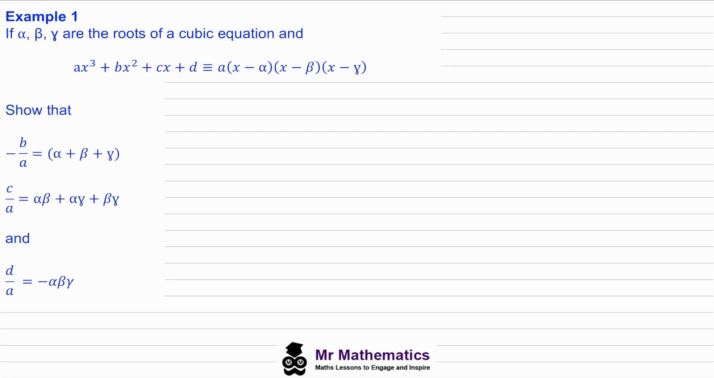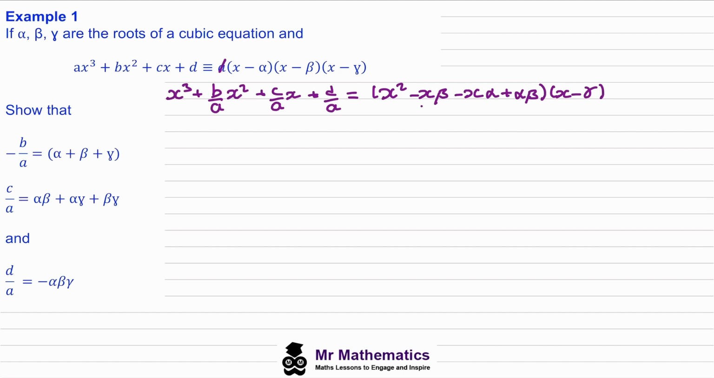Okay, so the first thing we'll do is divide both sides by a, then this a will cancel, and on the left hand side we'll have x cubed plus b over a times x squared plus c over a multiplied by x plus d over a. And then we can expand out the two polynomials for our quadratic. So we'll get x squared minus x beta minus the x alpha plus alpha beta. And then we'll multiply this by x minus gamma.